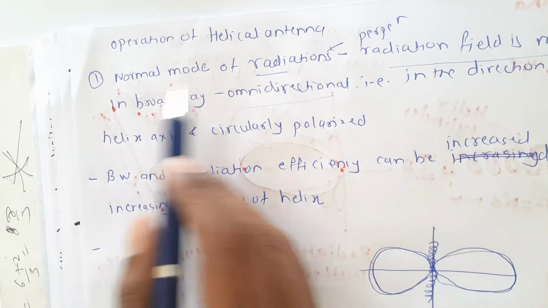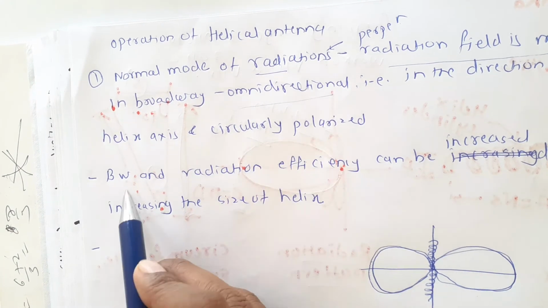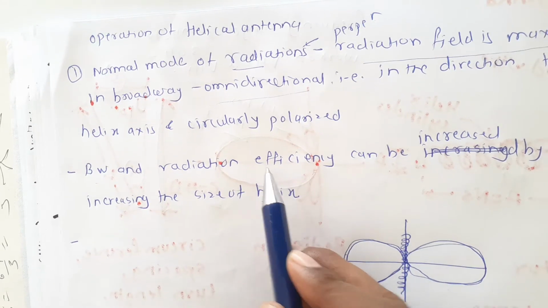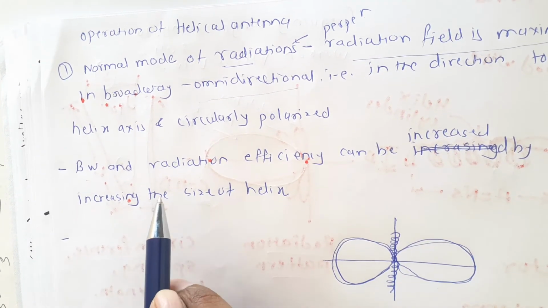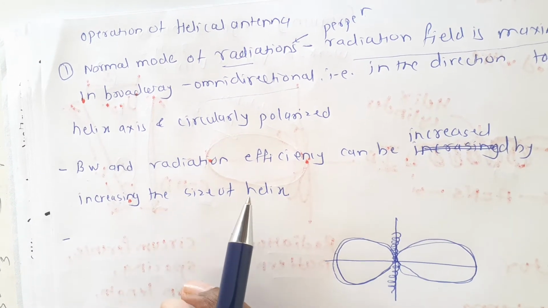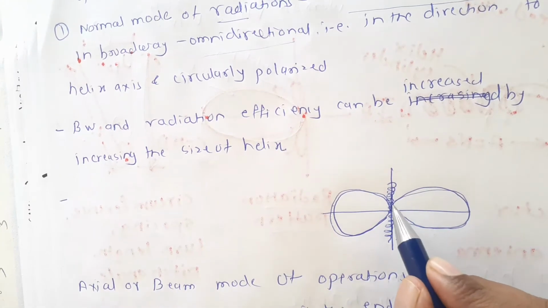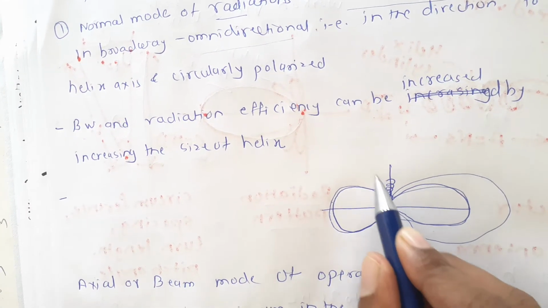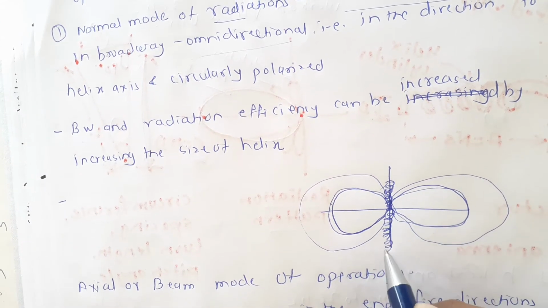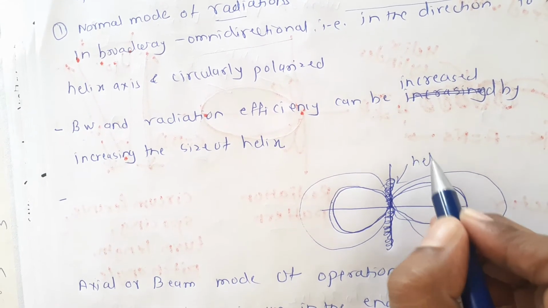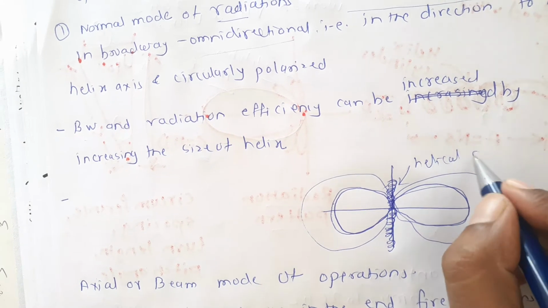In normal mode of radiation, bandwidth and radiation efficiency can be increased by increasing the size of the helix. So as the size and number of turns of the helix increase, this radiation pattern also increases like this, and this is the number of turns. So here we have the helical antenna.